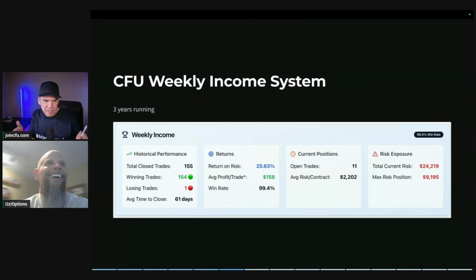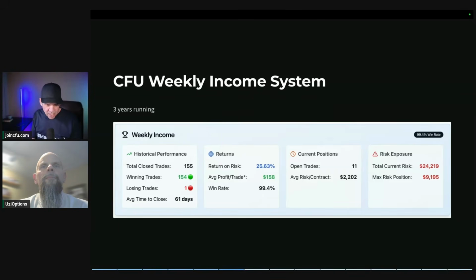So this is our CFU Weekly Income System. If you're new to CFU, right now we're averaging about 2 to 3, maybe 5 new members every day. So we've got a lot of new people that are learning this for the first time. If you love credit spreads as much as I do, this is the weekly income system that you want to get very familiar with.